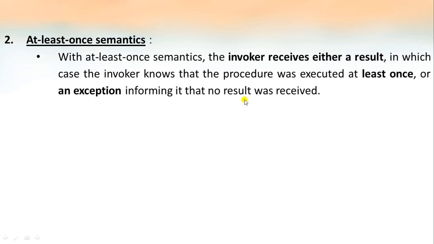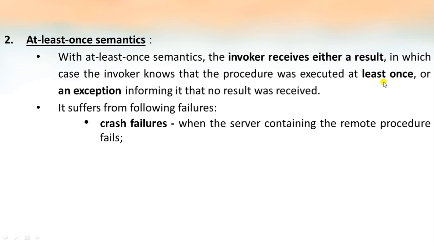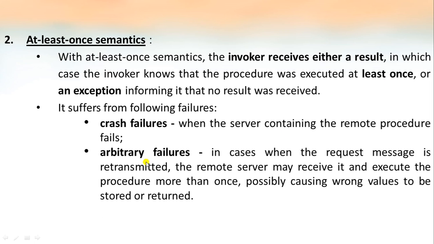The second one is at least once semantics. In the case of at least once semantics, the invoker receives either a result or an exception informing that no result was received. But in the case of at least once semantics, the procedure was executed at least once. It suffers from the following failures. First one is crash failure. That means when the server containing the remote procedure fails. The other one is the arbitrary failure.